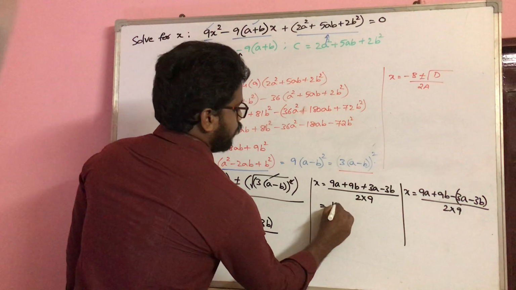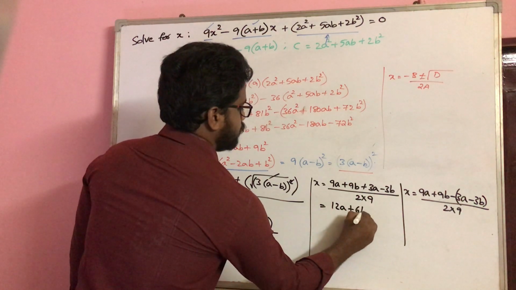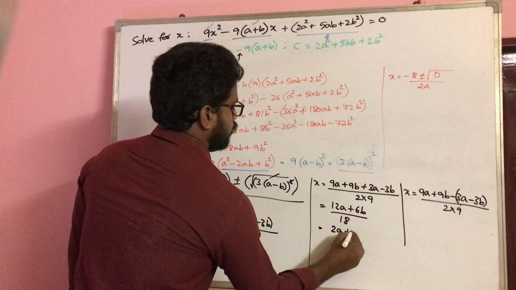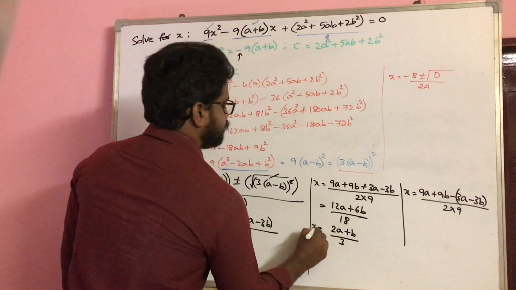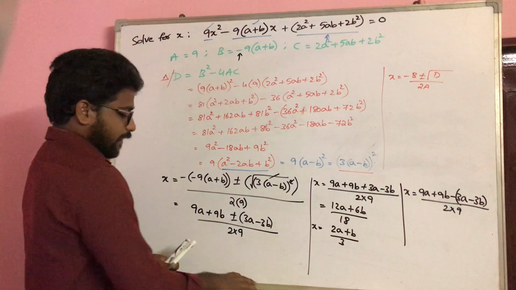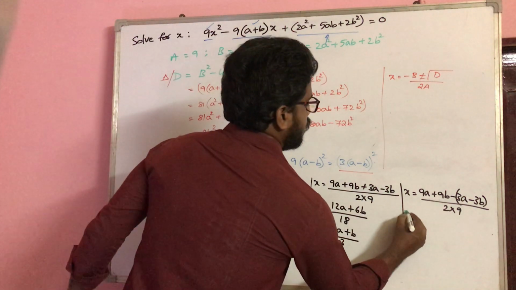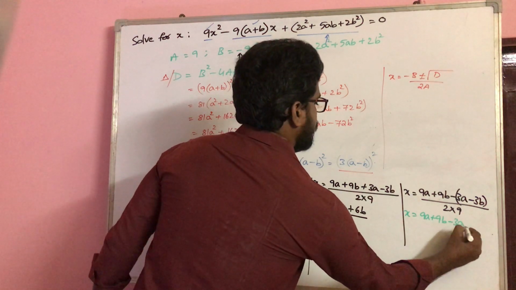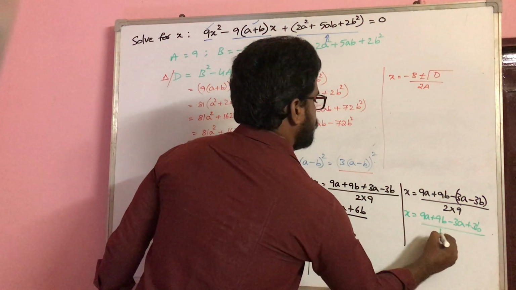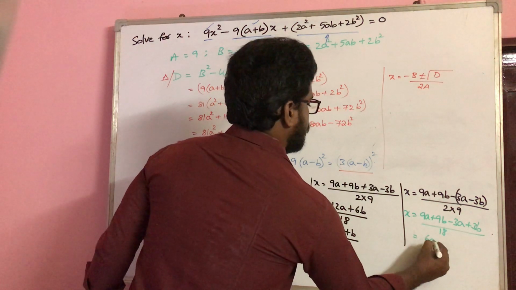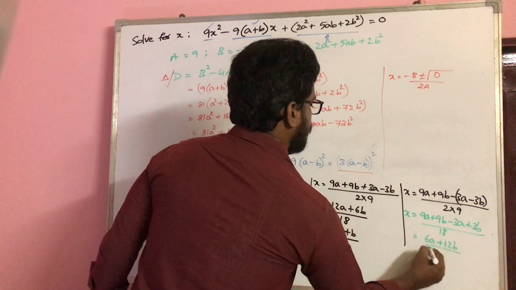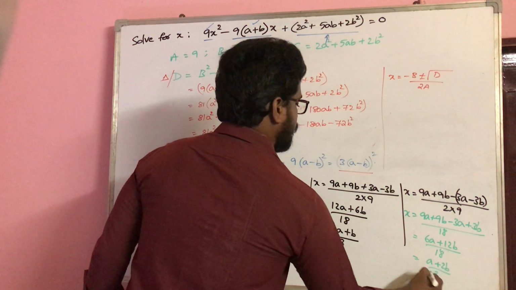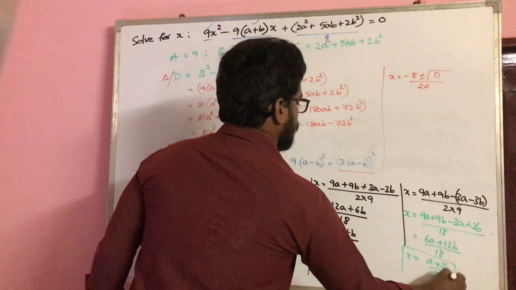Simplified further, 12a plus 6b by 18. If you take 6 common and if you cancel out, you will be getting 2a plus b by 3. Right? And second case, if you simplify here, if you remove the bracket you will have to multiply with minus. This will become minus 3a plus 3b divided by 18. This you will be getting 6a plus 12b by 18. If you take again 6 as a common and cancel out, you will be getting another root as a plus 2b by 3.